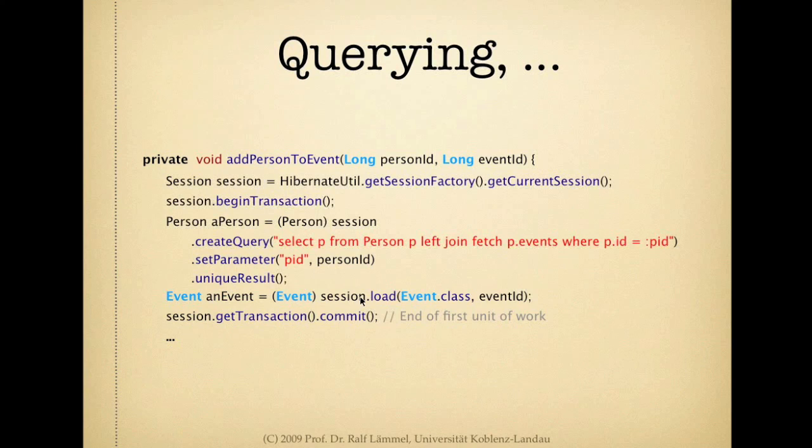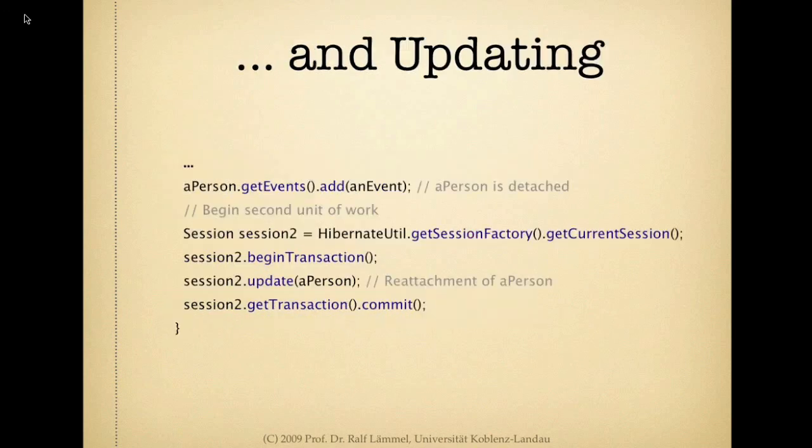Here we use a JDBC style query, whereas here we use the load method of the session, where we tell it the type and the primary key to look up. So these are two alternative methods of looking up objects from the database. Okay, so we are done with looking up the person and the event.